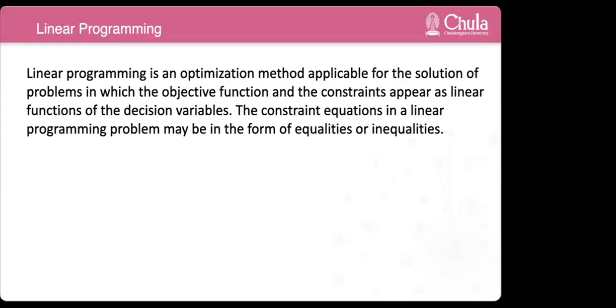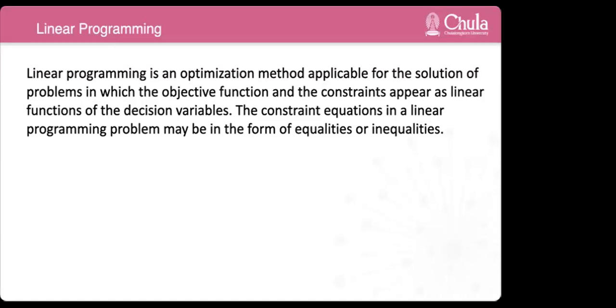Today we're going to talk about linear programming. For linear programming, our objective function must be linear. Also, all of the constraints must be linear. The constraint can be equality or inequality, it doesn't matter, but they must be linear.